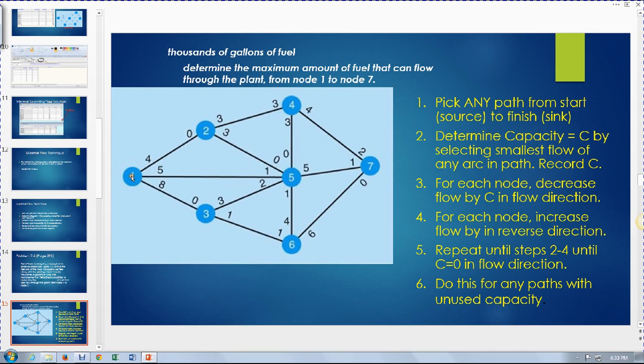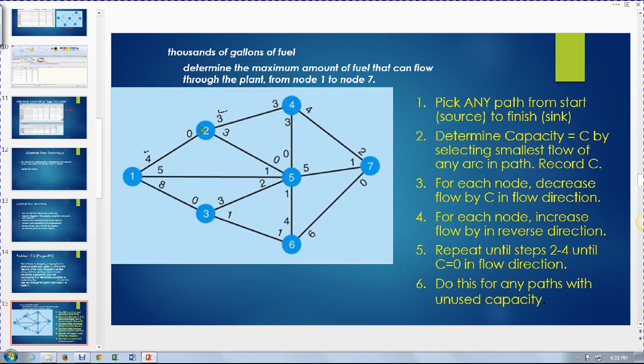We want to know this happens to be thousands of gallons of fuel, which is the maximum amount of fuel we can transport from 1 to 7. And you notice that the numbers on the paths there, the first number, like a 4 here, is the maximum capacity from 1 to 2. And this 3 is the maximum capacity from 2 to 4.